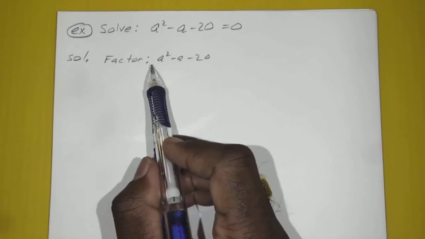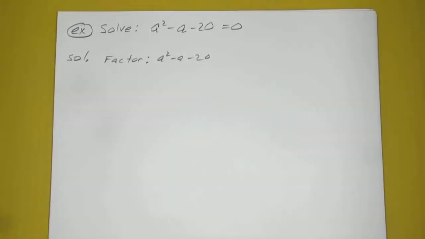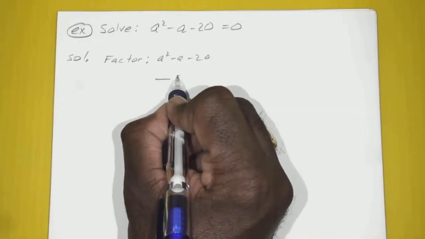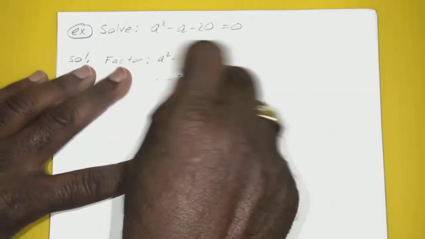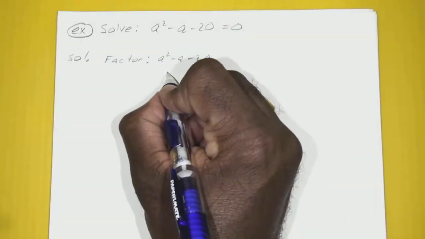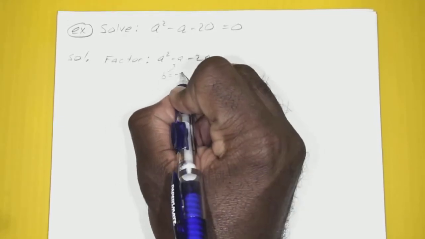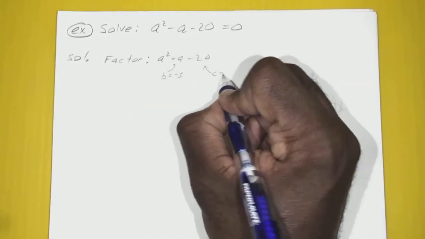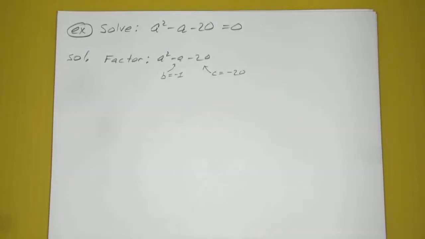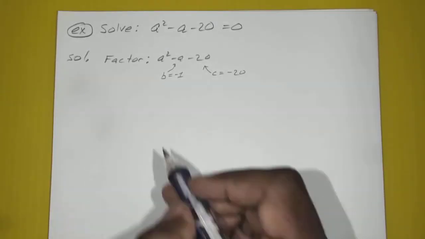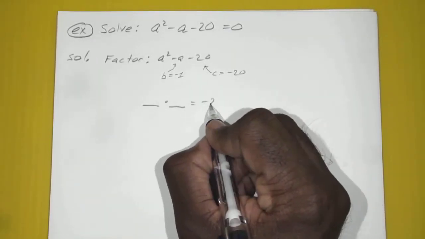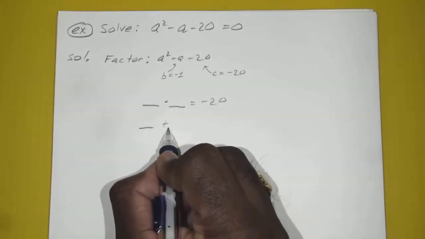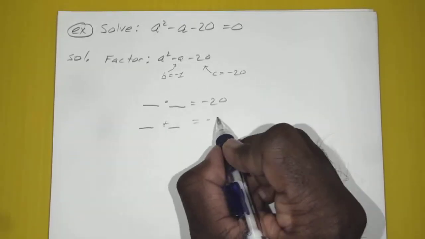Okay. So we see there's nothing in front of the lead coefficient, the lead variable. So that means we just have to find two numbers. I forgot to put what my a and b is. Okay, so we know here our b equals -1 and our c is -20. So we have to find two numbers that multiply to equal our c, and those same two numbers add to equal our b.